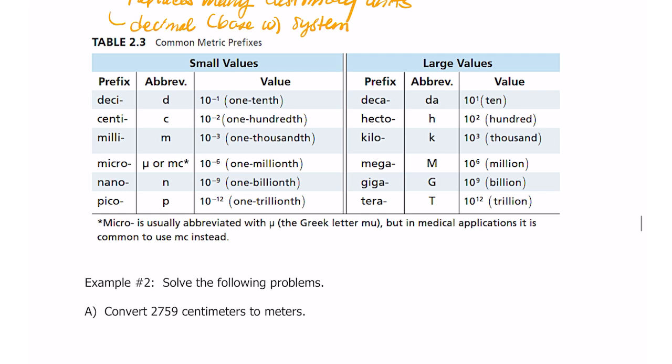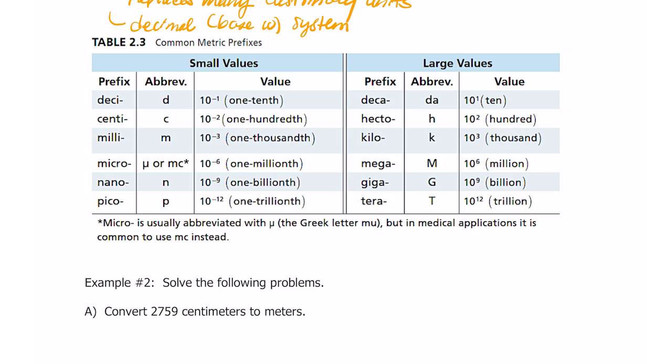So here we can see the different prefixes like deci. The abbreviation is D, centi is C, milli is M. And then you've got micro, which uses this Greek symbol mu, or you may see MC instead. A lot of times that will be seen in pharmaceutical calculations. And then you've got nano, which is N, and then pico, which is P. Okay, and as you notice, as I go down the list, it gets smaller and smaller and smaller.